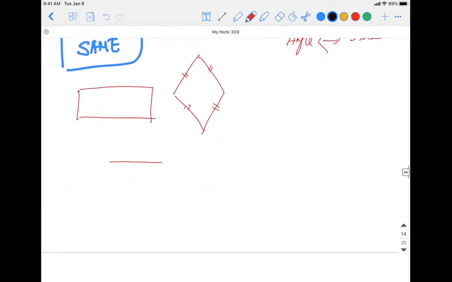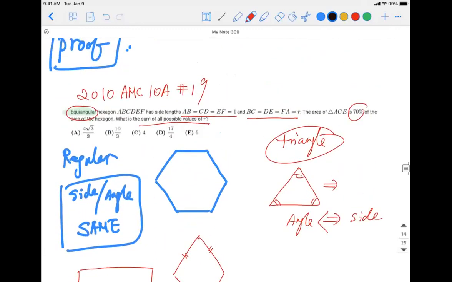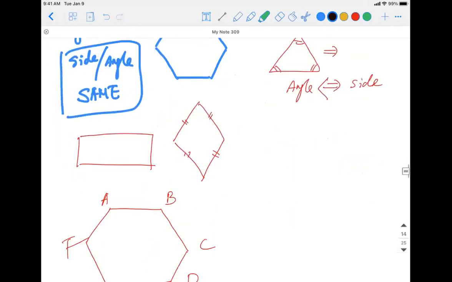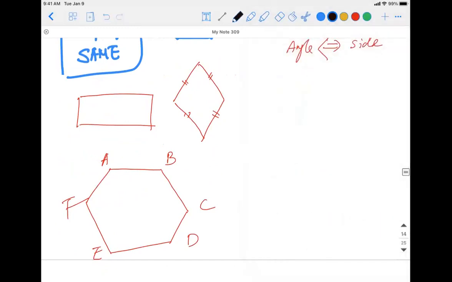So I'm just going to write it out: A, B, C, D, E, F. All the angles are the same. However, the sides are not the same. AB, CD, EF are 1. BC, DE, FA are R. So this is 1, R, 1, R, 1, R, but all the angles are the same.